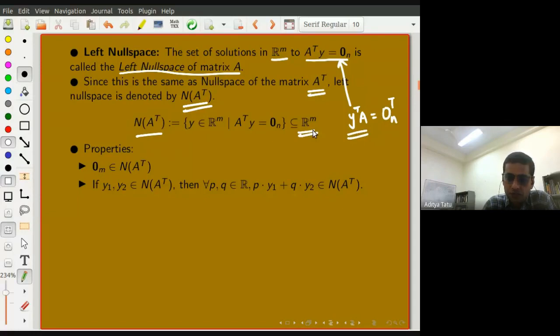This set also, again for the fourth time, has similar properties. The zero vector obviously belongs to the left null space, because A transpose multiplied by the zero vector, of course, is equal to the zero vector. And the second thing is, again, if I take two elements belonging to the left null space, then any linear combination of these two vectors will also belong to the left null space. Does that sound right?